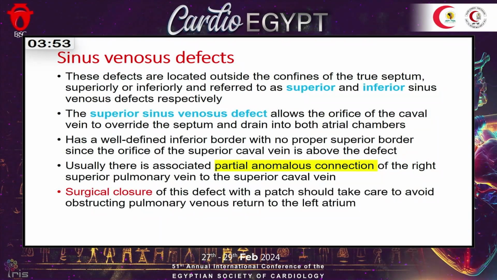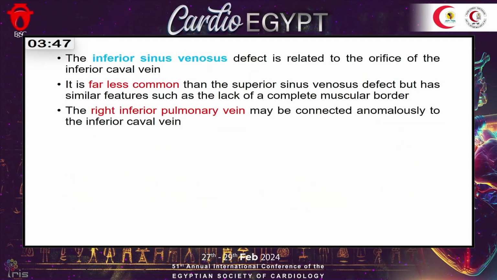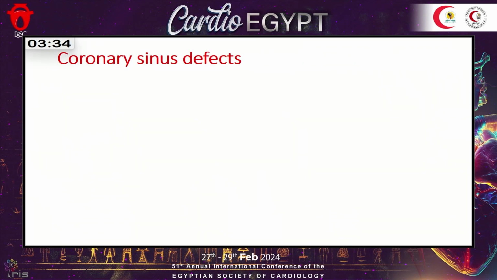Surgical closure of these defects with a patch should take care to avoid obstruction of the pulmonary venous return to the left atrium. The inferior type is, again, far less common than the superior type, and the right inferior pulmonary vein may be connected anomalously to the inferior vena cava.